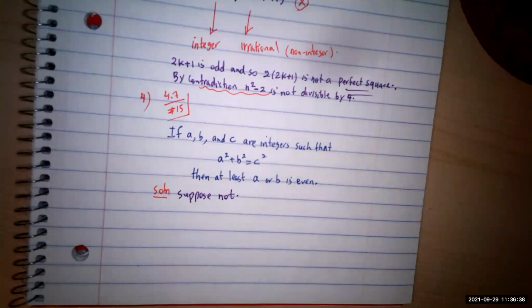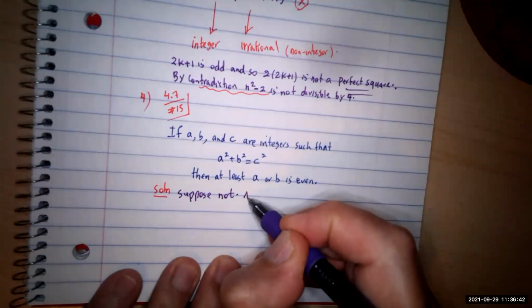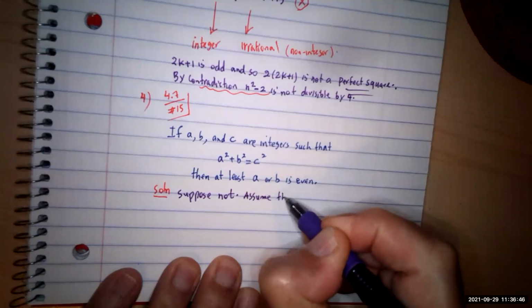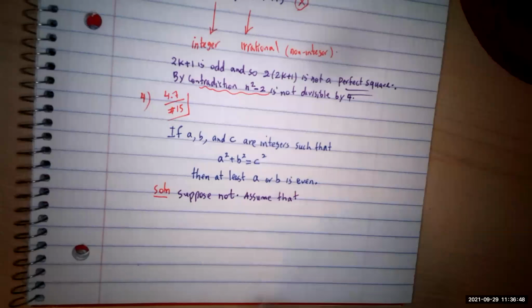What's the negation of this statement that you want to assume? You have to assume that the negation is going to be true. Any suggestion? What's going to be the negation of this statement?